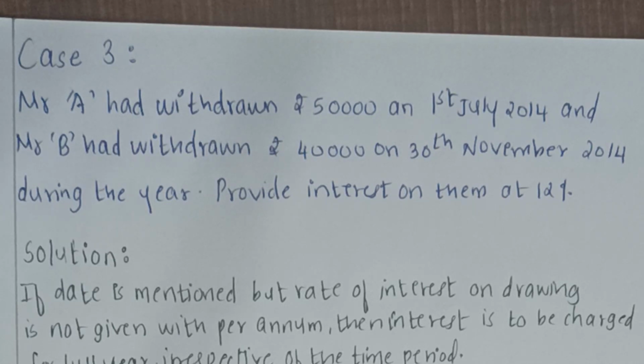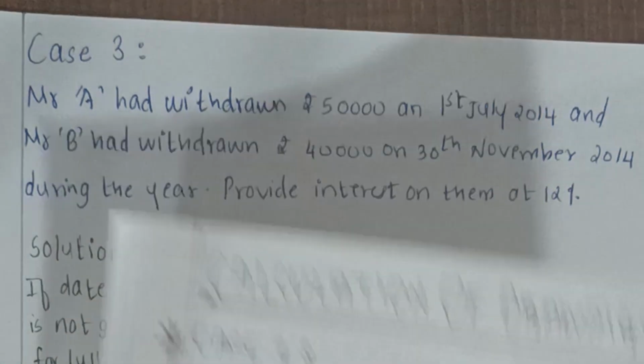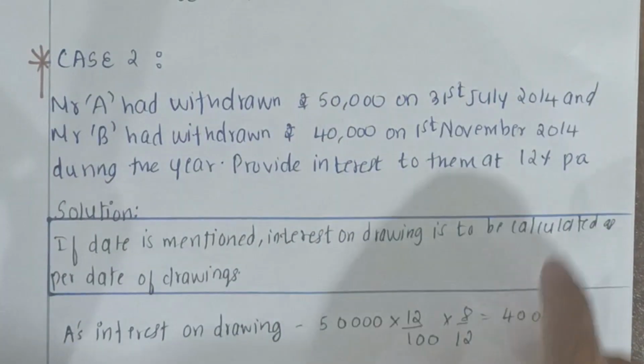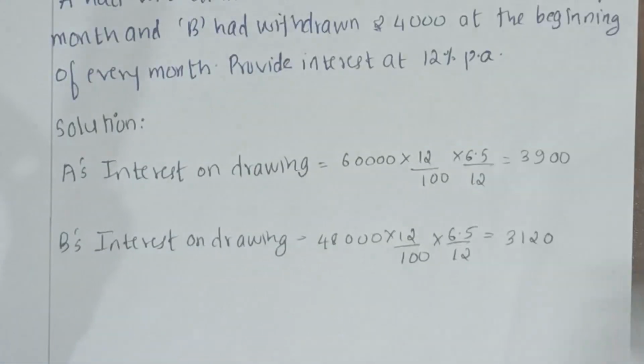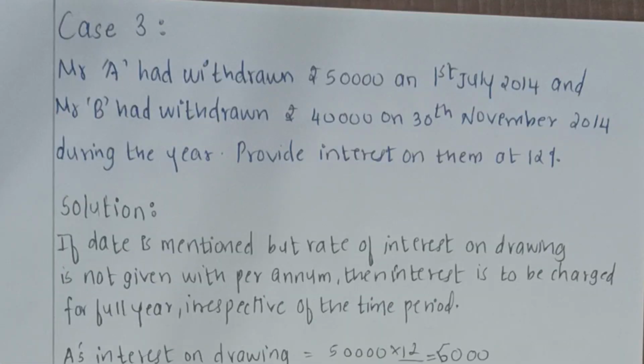Students, when we see case 3 at first glance, we feel that case 2 and case 3 are the same, because in case 2 also we were given different dates on which the drawing took place. But there is one difference, and the difference is in the 12%. In case 3, it is mentioned 12% only. But in case 2, it's mentioned 12% per annum. So there is a difference between the two. So let's solve case number 3.